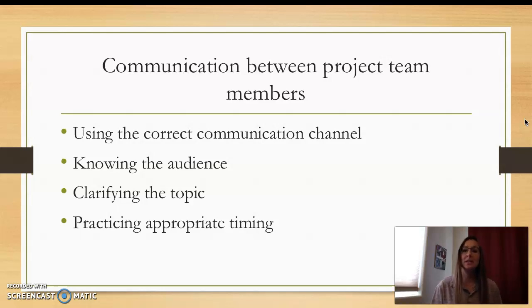Another important thing to keep in mind as we collaborate is to clarify the topic. So thinking about, as I'm doing this curriculum, how in depth are we going to get into this topic? How about the next topic? And how long do we intend to spend on each of those topics?